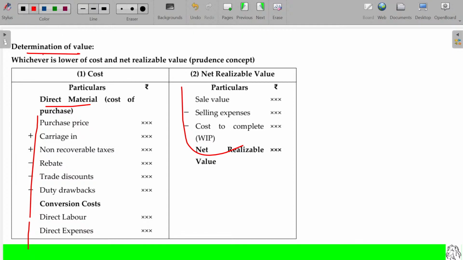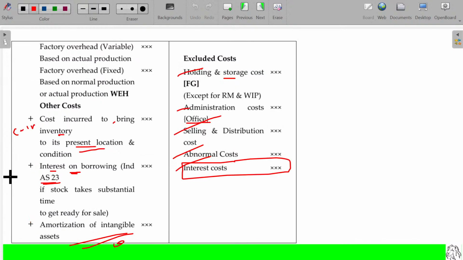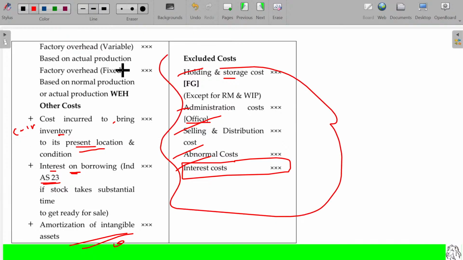How do we determine the value of the stock? Whichever is lower of cost and NRV, as per the prudent concept requirement. The main point to be noted here: in case of fixed overhead, whichever is higher of normal production and actual production will be taken. Some costs like carriage in, interest on borrowing up to the date the stock is ready for the intended use, and amortization cost for the intangible are capitalized. These things are addable, and those things are not addable. That's the main thing you have to understand.